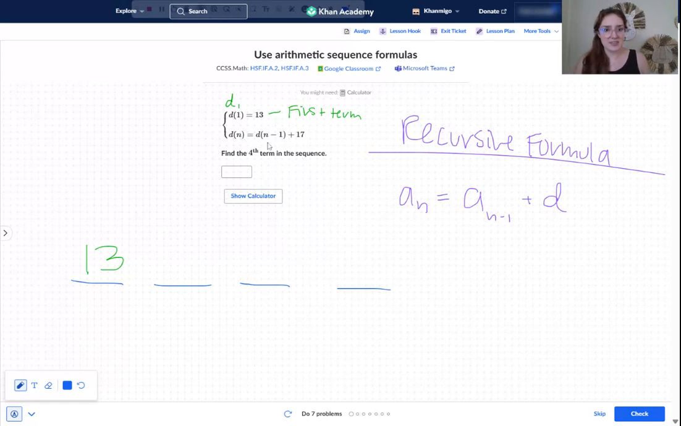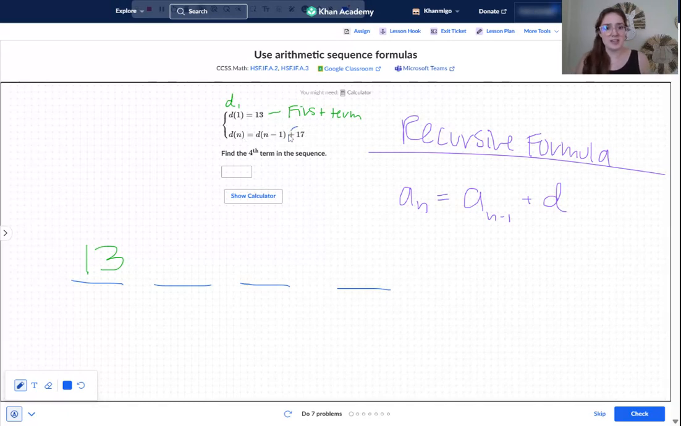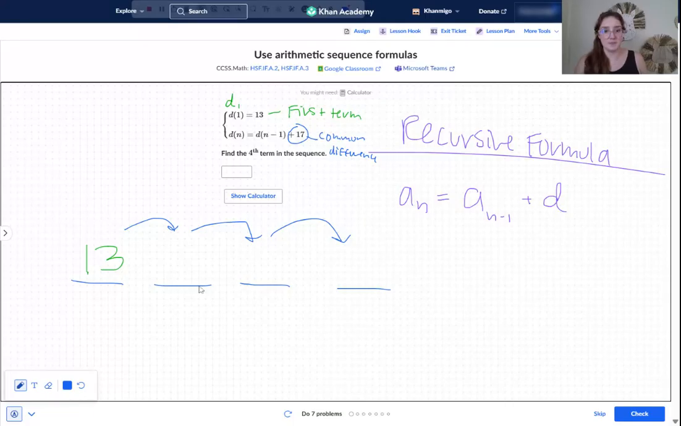Okay, what else does our recursive formula tell us in this information? This is the same formula, except now this is the common difference. So common difference, this is just our bunny hops. How are we hopping? How are we jumping from term to term? So we're going to be adding 17 each time.